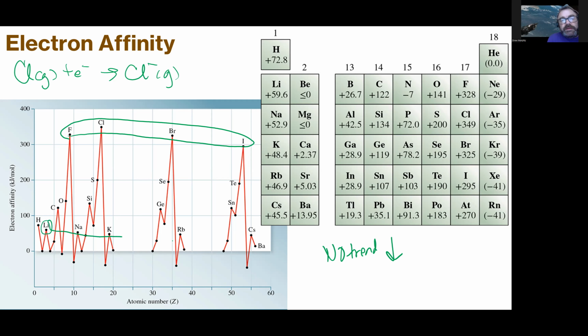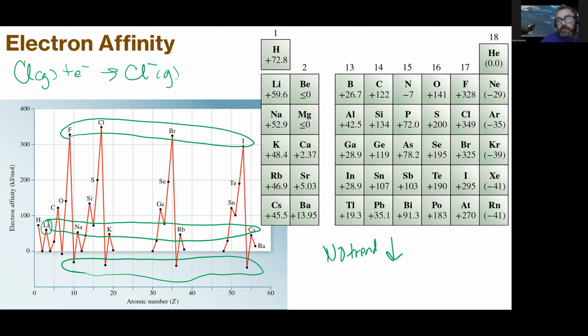Lithium, sodium, potassium, rubidium, and cesium are all relatively low, and they're all kind of the same, right? And there are some down here that are never, ever going to do it. Let's dive into this a little bit. Electron affinity is all about where that incoming electron is going to go.